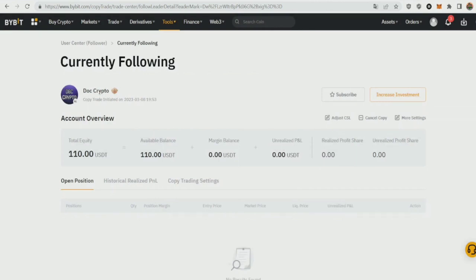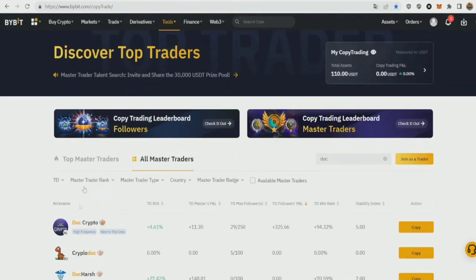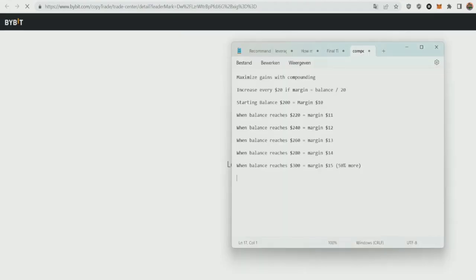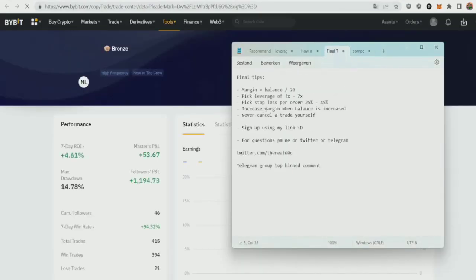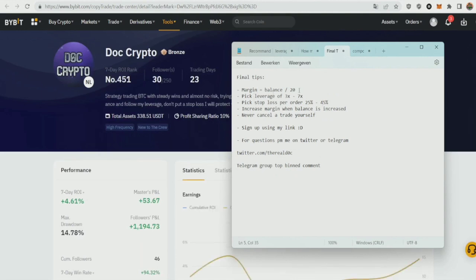So it's very easy to do and it's very quick if you just take the right steps, guys. Don't go for these high returns on investment because they will wreck you. Always look at the best settings and the best stats. So basically, my final tips for this video, guys, really easy. Margin should be balance divided by 20. Pick a leverage that is 3 to 7x, then pick a stop loss order from 25% to 45%, which comes with 3x is 25 and 7x is 45.